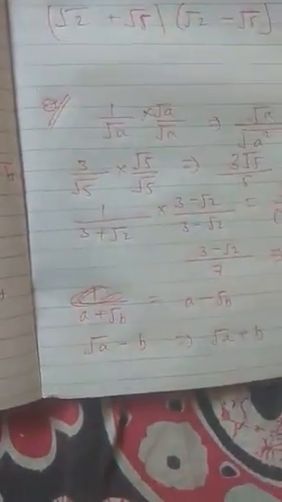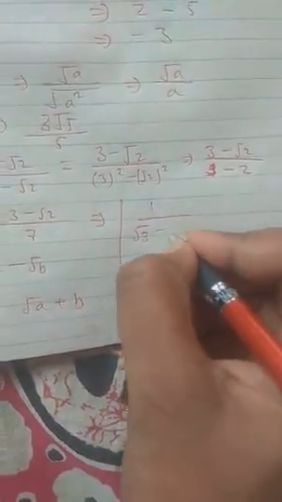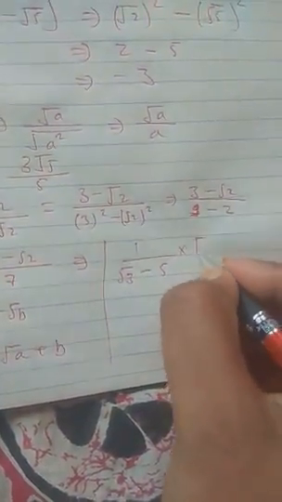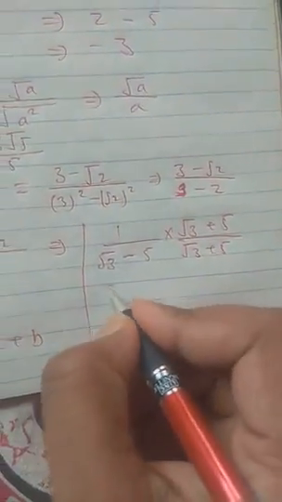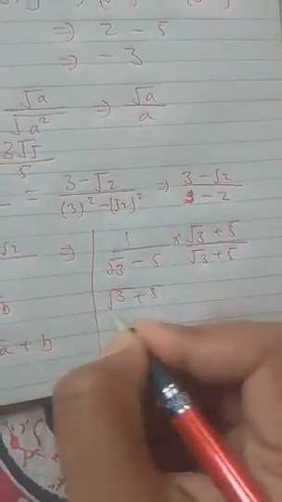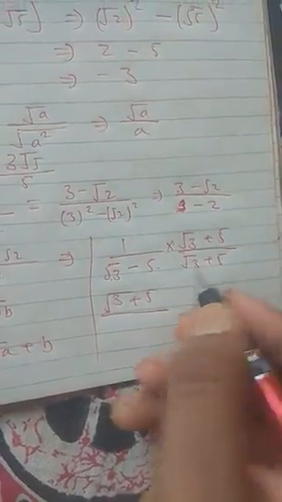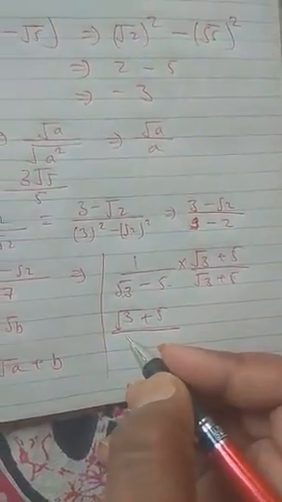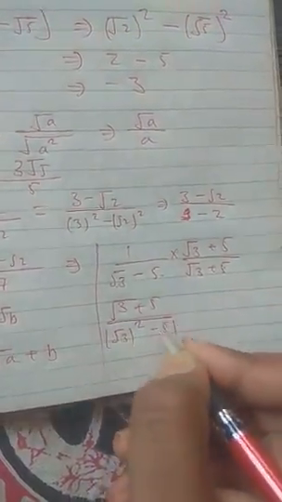Suppose we have an example, 1 upon root 3 minus 5. So again we will follow the same pattern. We'll just multiply with root 3 plus 5 to both the sides. In the numerator you will have the same number, root 3 plus 5, and in the denominator you will have a minus b and a plus b multiplied together, and this will result in a square minus b square, which means root 3 whole square minus 5 whole square.